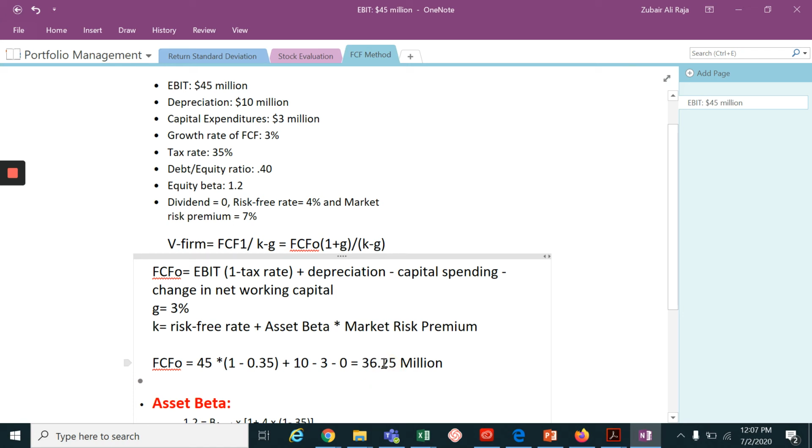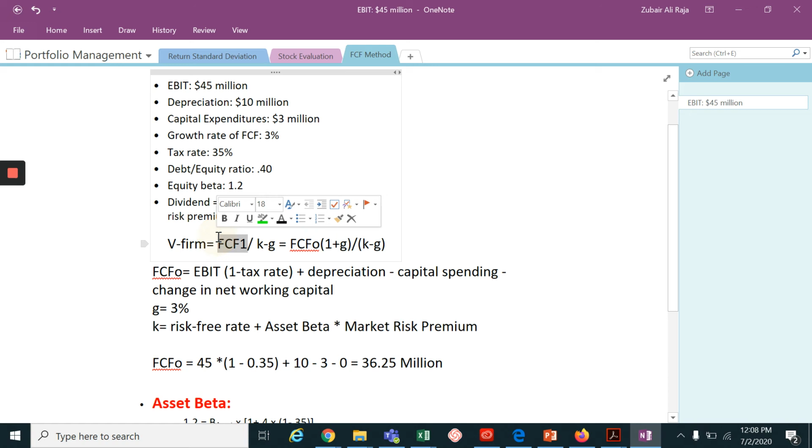So what is your cash flow by the end of the next period? Simply 36.25 million multiplied by 1 plus the growth rate of the free cash flow, which is 3%. So this is how we can get the numerator of the equation, through which we will be able to find the value of the firm. Now the denominator we have to find as well.